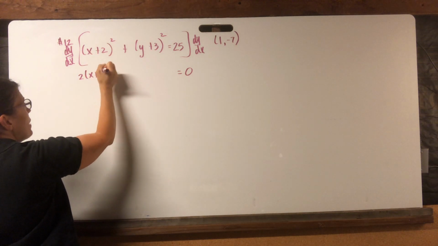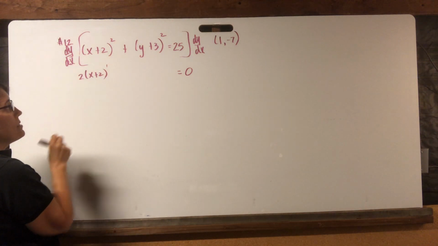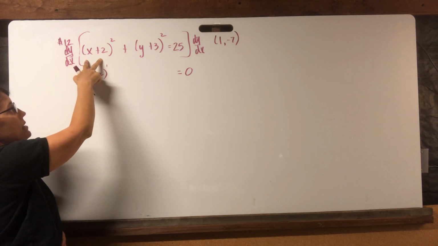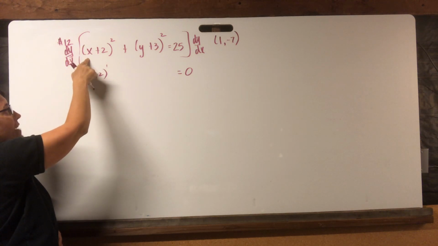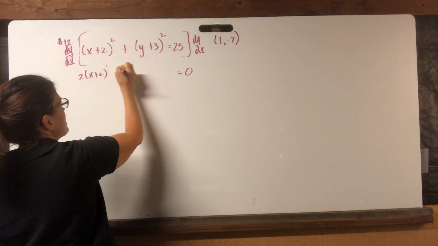Here we go. 2(x + 2), power rule. 2 comes in front, decrease it by 1, times the derivative of what's inside. The derivative of what's inside is 1. The derivative of x is 1, the derivative of 2 is 0. Move on.